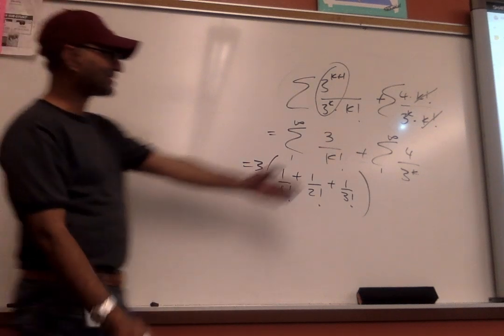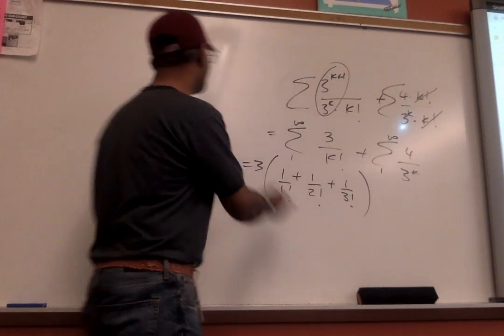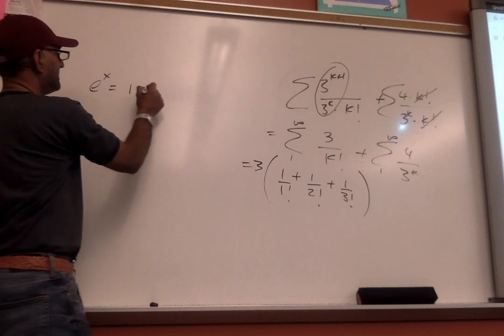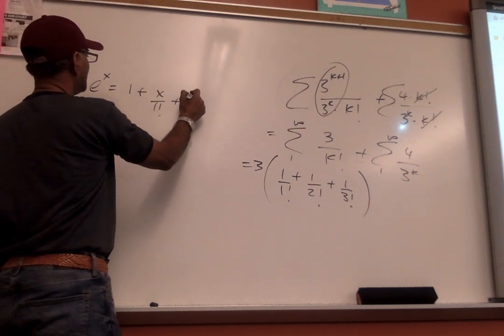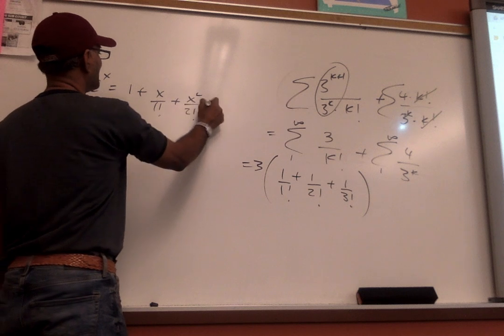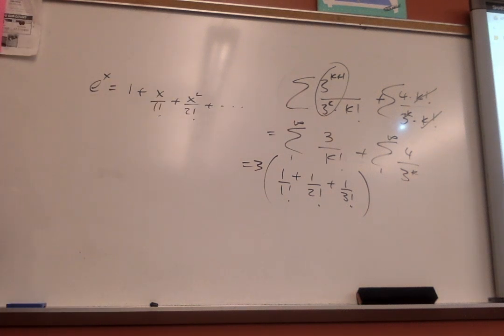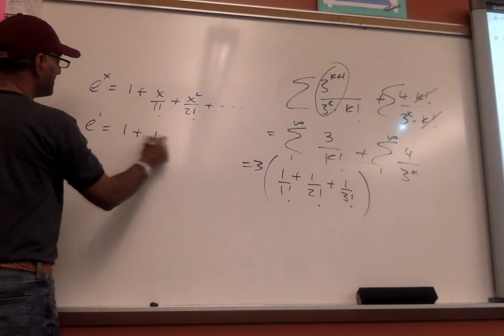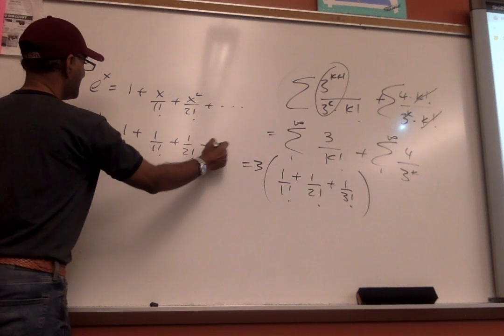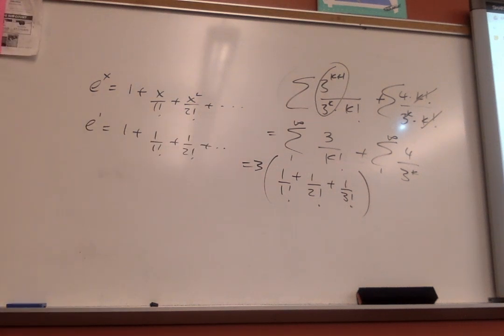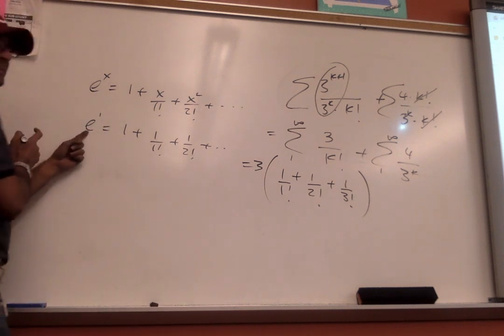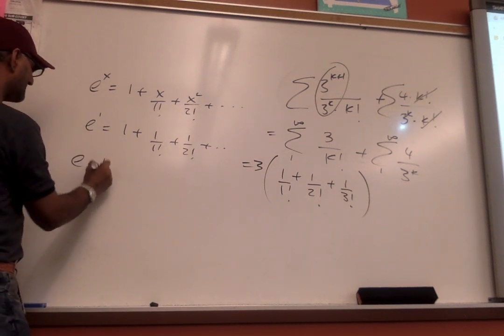e to the x! Look at the choices. That e should appear somehow. It's the e to the x series. Let's do a sidebar. What is the e to the x series? 1 plus x over 1 factorial plus x squared over 2 factorial and so on, with x being 1. So that becomes e to the 1 equals 1 plus 1 over 1 factorial plus 1 over 2 factorial. Do they actually perfectly match up? No. Look carefully. This guy does not have a 1. So should I subtract 1? So it's e minus 1.